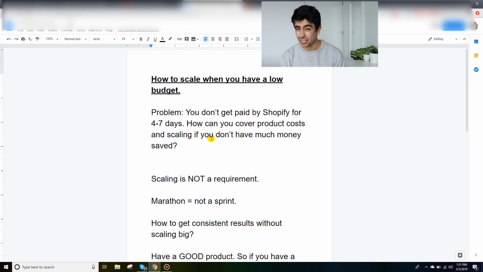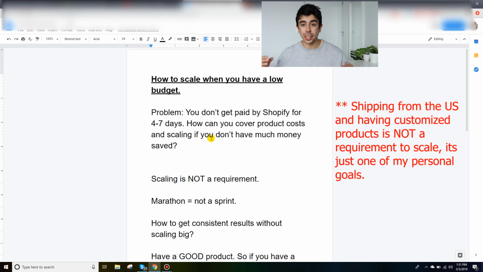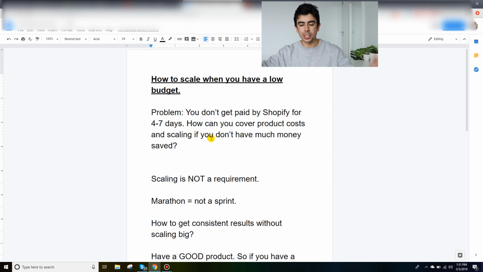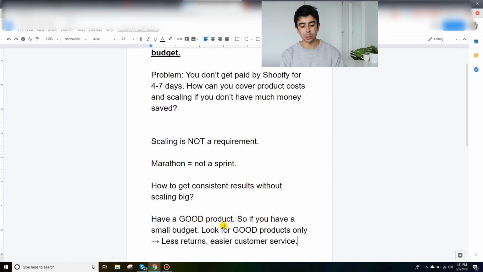But I haven't scaled it because I'm not shipping from the US yet, and not all our products are customized to my brand. And that's something that I really want to have in place in order to really push this brand out, right? I want to lay out the foundation perfectly to really scale it. So finding a good product will save you so many headaches. And if you find a product that works and is also really good quality, that's a match made in heaven, guys. So look for good products only.